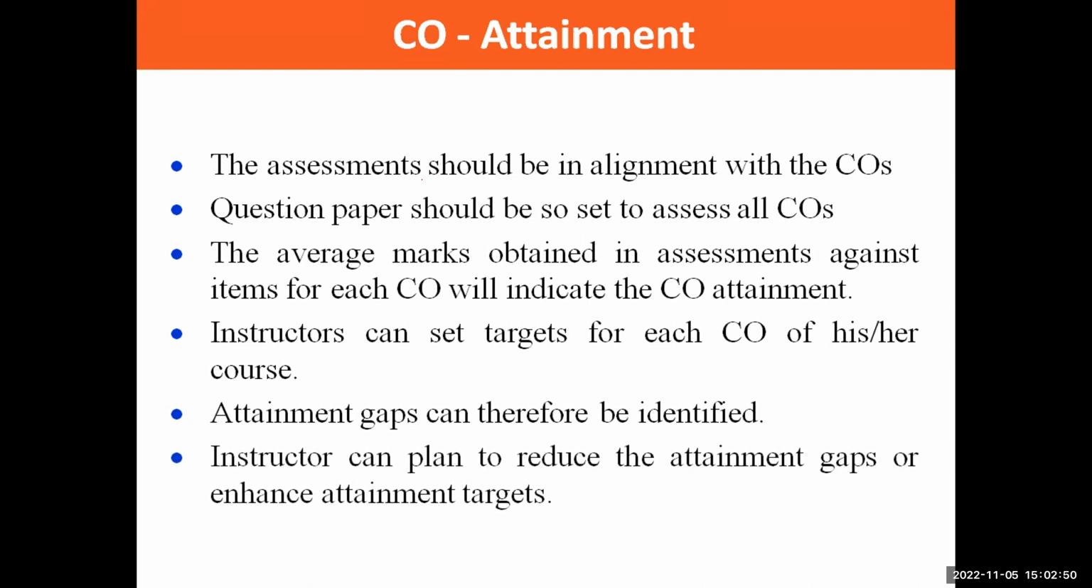And then the instructor can plan to reduce the attainment gaps. Attainment gap means, suppose you have an attainment level for a particular CO1, for example, it should be 2, and suppose 2 is not achieved, right? It is only 1, or it is 0. So in that case, there is a gap. We'll discuss that also. The slide is there for that.